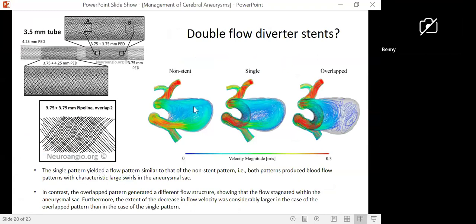So this is a nice flow model. You can see it's a large aneurysm without any treatment here. The blood flow goes in, swirls around, and comes out. If you place a single flow diverter stent across it, there's reduced blood flow, but it's still significant. And then when you put two flow diverter stents, there's significantly reduced blood flow.